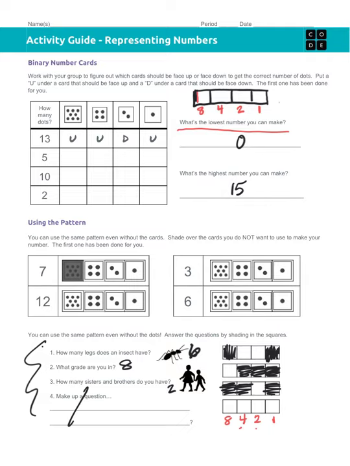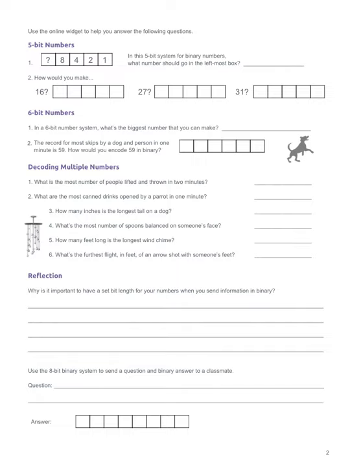Okay, I'm not going to do number 4. We're just going to mark it out and move on to the next page. Okay, on the back side, we're going to do 5 bits. So 5 bits has 5 blocks. And you can see just like they have them over there, and they have written in the numbers. Starting on the far right is 1, and then it doubles to 2, and then 4, and then 8. And the question says, in this 5-bit system, what number should go in the leftmost box? And that would be 16.